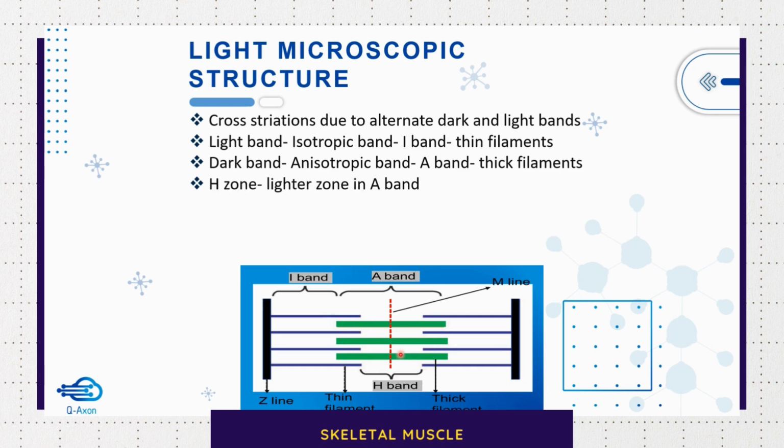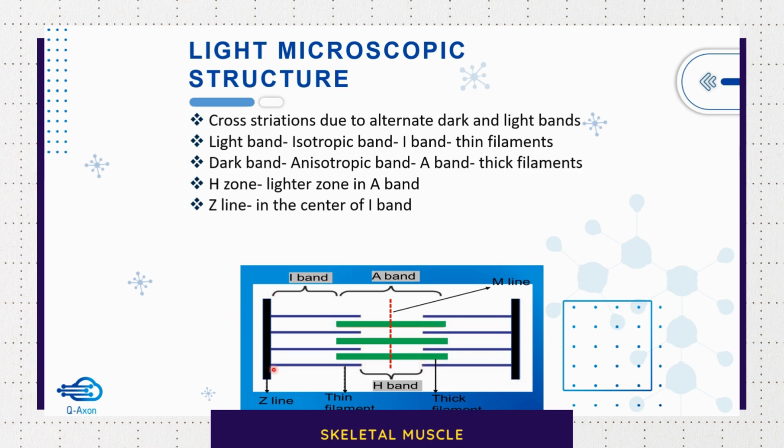Now within this A band, you see that there is a relatively lighter zone, and that is because in this region you do not have any actin overlapping the myosin. It is only myosin. So this region appears a little lighter than the region in the neighborhood. So this is called the H band.